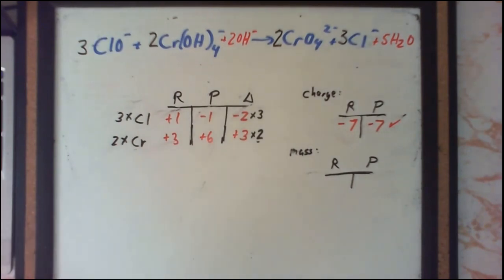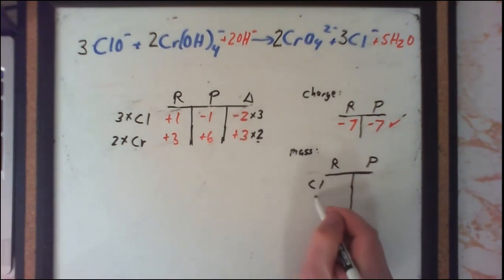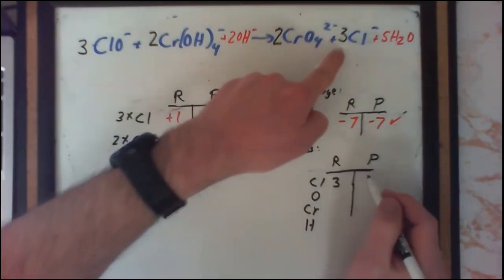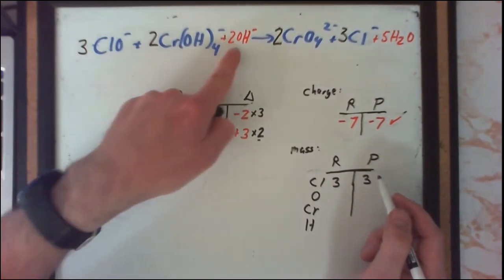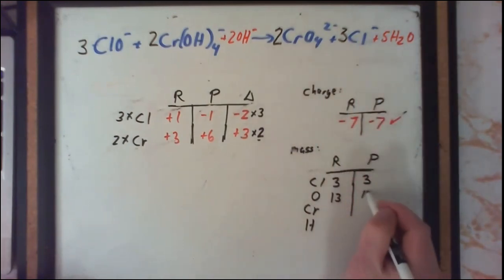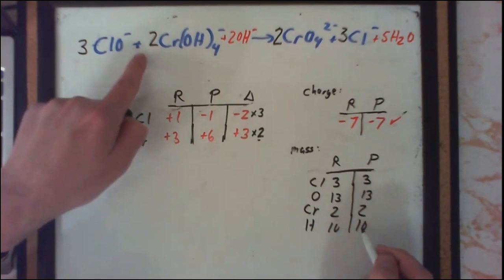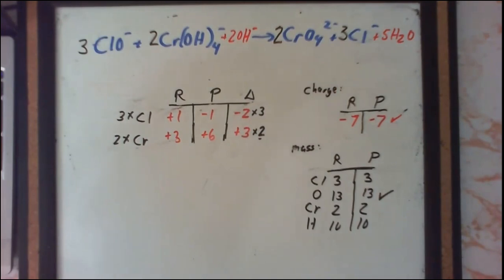So finally, to double check everything, charge is balanced. And then by mass, we have chlorine, oxygen, chromium, and hydrogen. We have 3 chlorines, which matches 3 chlorines. We have 3 oxygens plus 8 oxygens plus 2 oxygens is 13 oxygens, which matches the 13 oxygens we have on the product side. Chromium is 2 and 2. And finally, hydrogen is 10 and 10. 8 plus 2 is 10, which equals the 10 we have here. So we have an overall balanced reaction because it's both mass balanced and charge balanced.